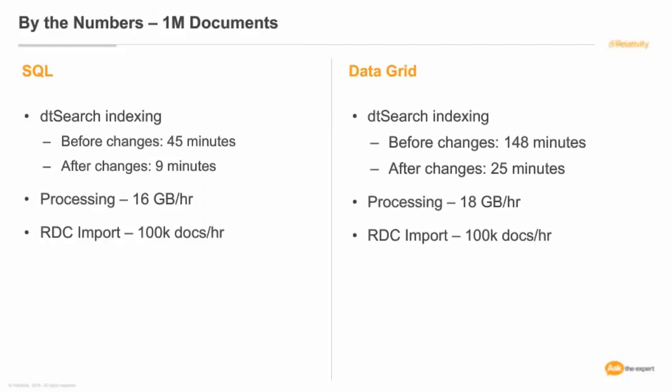So first of all, on the performance, all of this is referring to the data grid for text. So this is data grid for your long text fields in Relativity. So our goal here is to get to parity with SQL so that nothing is slower in data grid. We want everything to be just as fast or even faster with data grid.